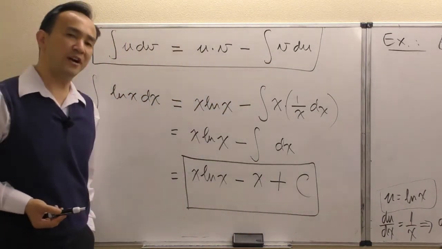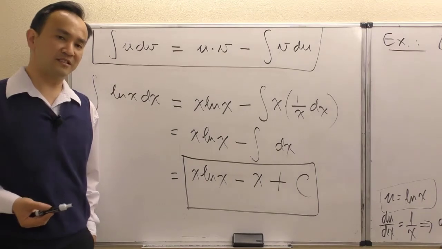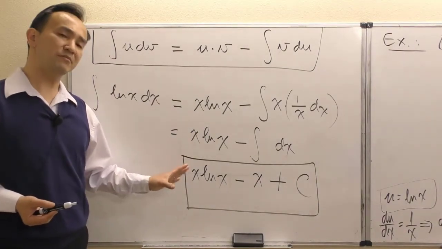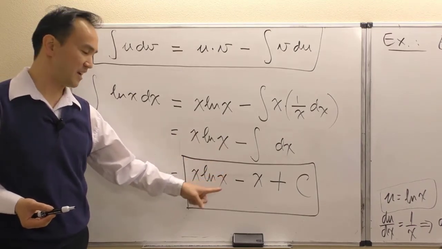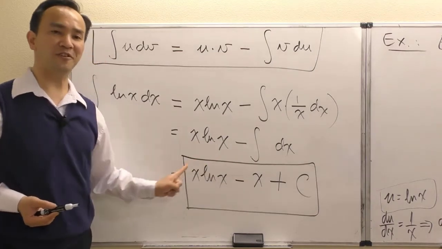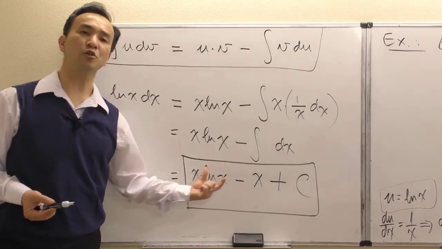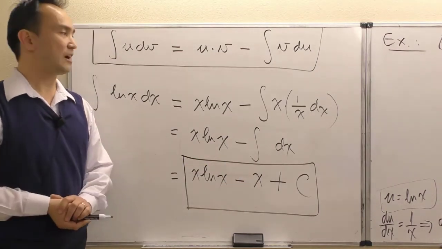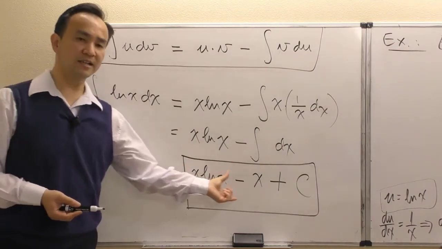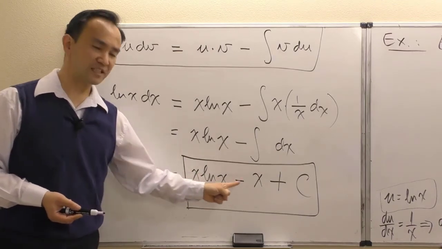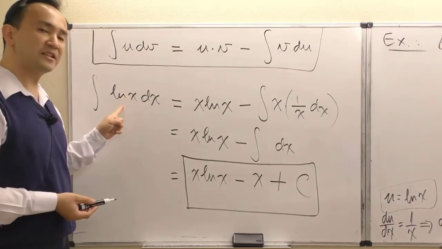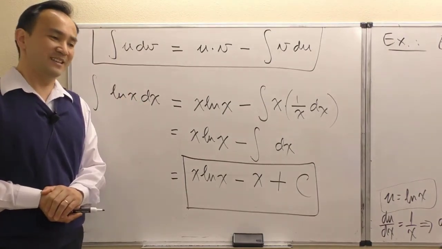However, before any of you close down or are done with this example, I highly recommend that you pause the video and apply your skill in taking derivatives to verify that we have found the correct antiderivative of our problem. So our starting function here is natural log of x, and I say that x times natural log of x minus x plus c is the antiderivative, or the indefinite integral, of this natural log of x function.